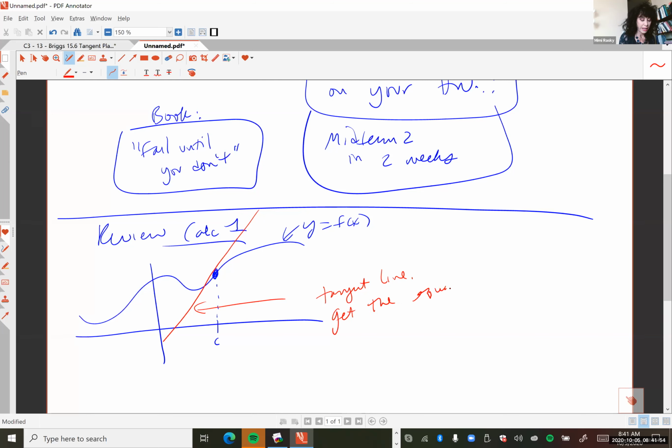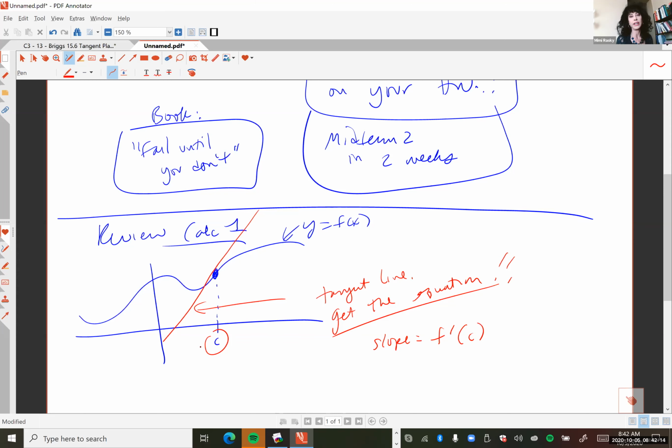Well, I'm not going to do the whole problem. But how would you get the slope of that tangent line? Anybody have an idea? Take the derivative at that point. Yeah. So the slope of the tangent line would be the derivative of the function evaluated at that point, when x is equal to c.